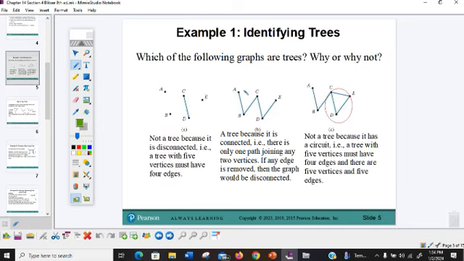So let's look at these and identify if they're trees or not. This one's obviously not a tree because it doesn't connect everything. For this one, you have 5 vertices, you would have to have 4 edges, and there's only 1. This one does have 4 edges. Everything is connected. That would be a tree. Now this one has 1, 2, 3, 4, 5 edges, and it makes a circuit, so that one is not considered a tree.